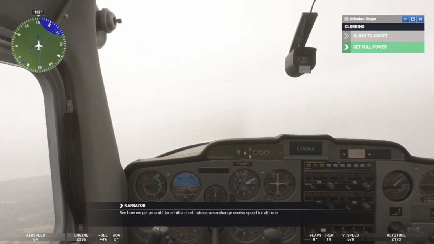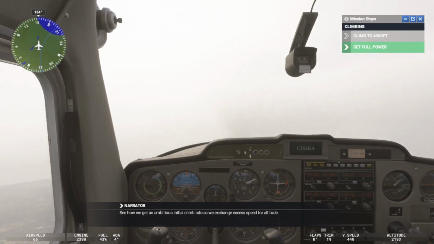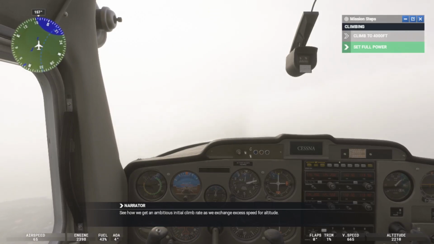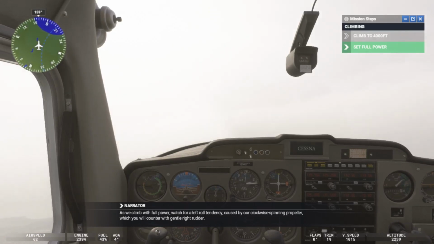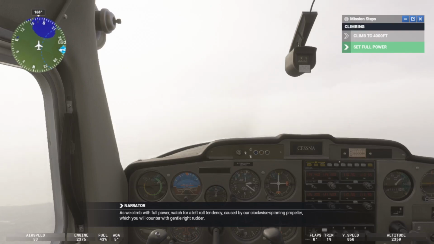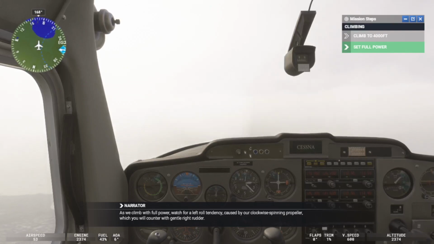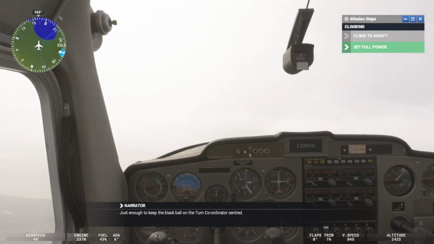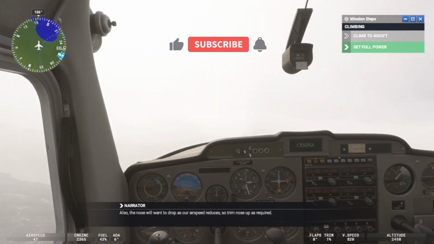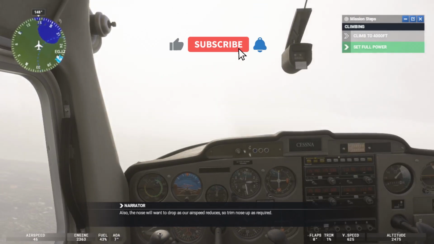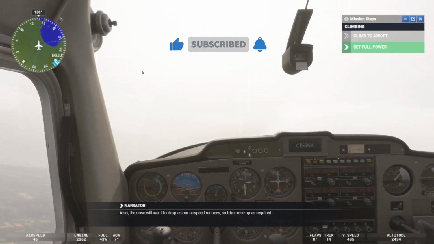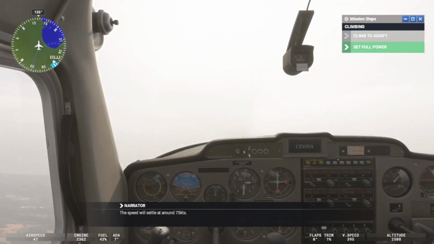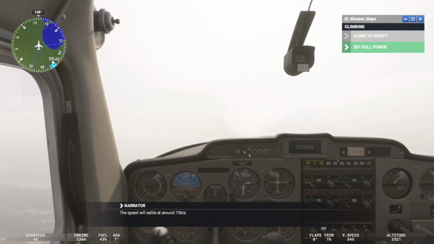See how we get an ambitious initial climb rate as we exchange excess speed for altitude. As we climb with full power, watch for a left roll tendency caused by our clockwise spinning propeller, which you will counter with gentle right rudder, just enough to keep the black ball on the turn coordinator centred. Also, the nose will want to drop as our airspeed reduces, so trim nose up as required. The speed will settle at around 75 knots.